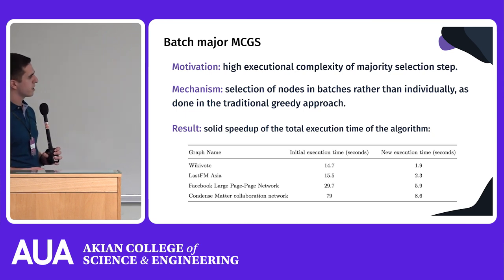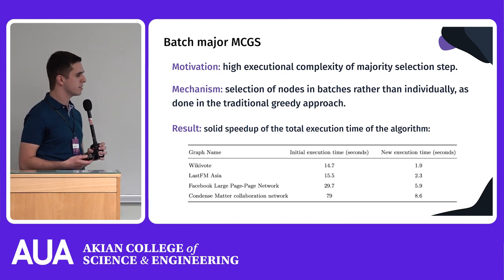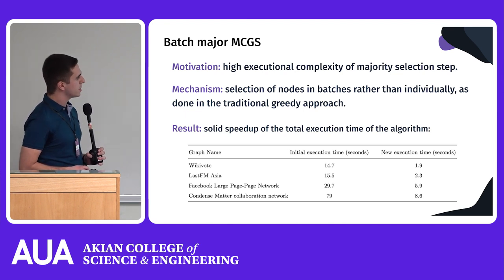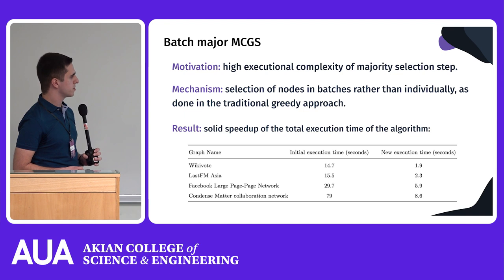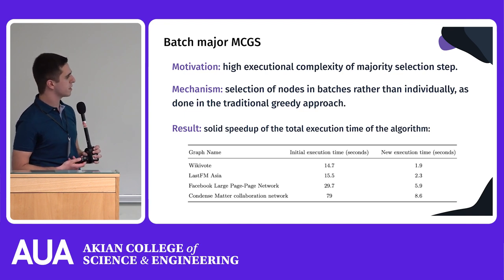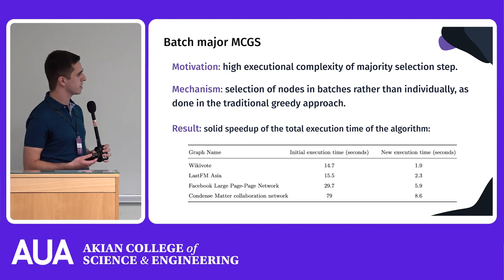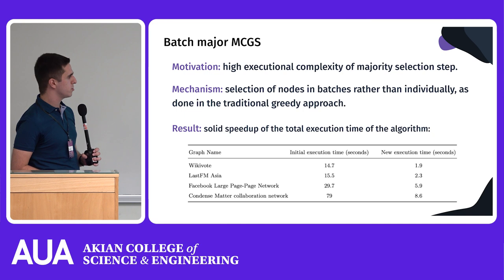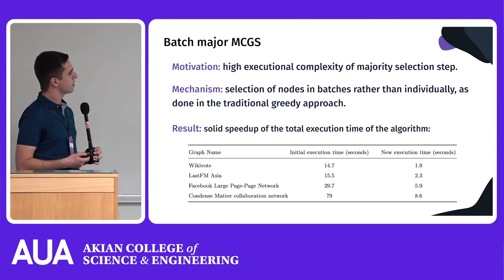And here we can see the actual results. For example, here we have the condensed matter collaboration network. This is the largest network that we used in our analysis. It represents collaboration between paper writers in the field of condensed matter physics. Here we can see that with original MCGS, the running time of the algorithm was 79 seconds, but with batch selection, when we picked 10 nodes in each batch instead of a single one, we have a much faster implementation and the algorithm simply runs in 8.6 seconds. Almost 10 times execution time improvement.